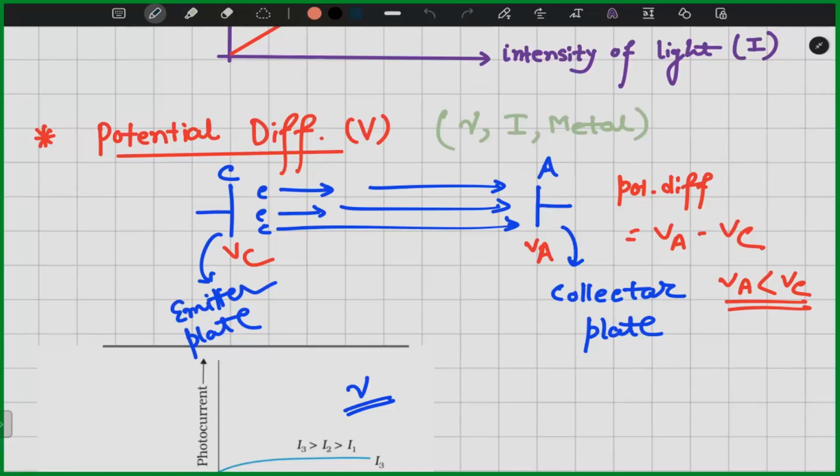If there is a positive potential gradient, that means that potential gradient will help the electron flow to the anode plate, because the direction is also the same. C is negatively charged and A is positively charged, so the C plate will repel and the A plate will attract. So it helps the electron reach the anode plate. That means the photoelectric current will increase.